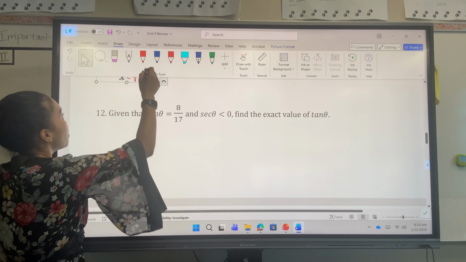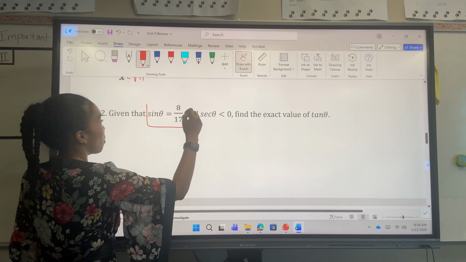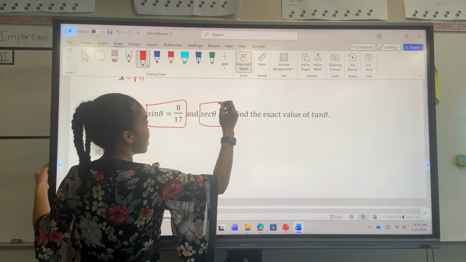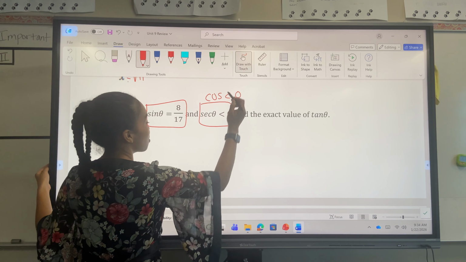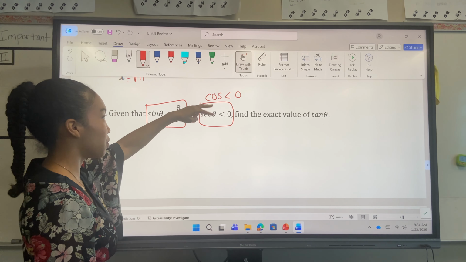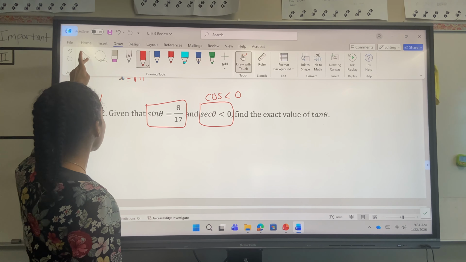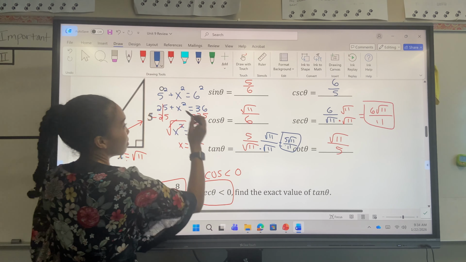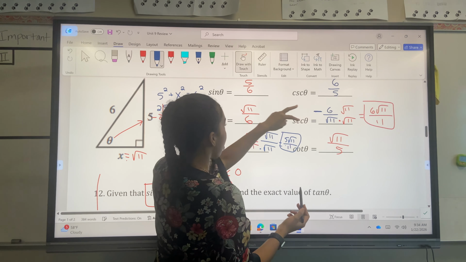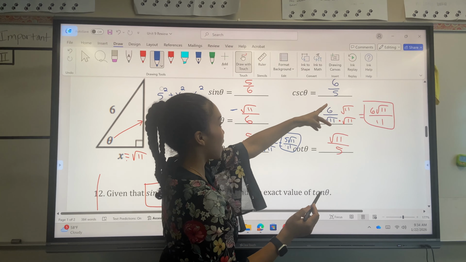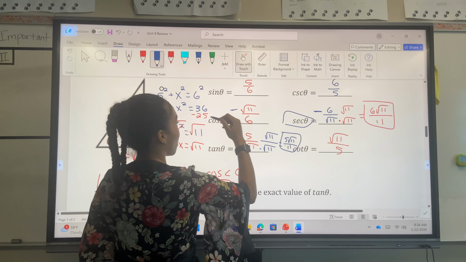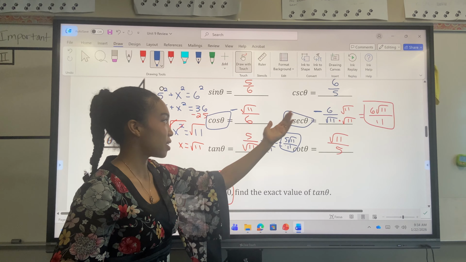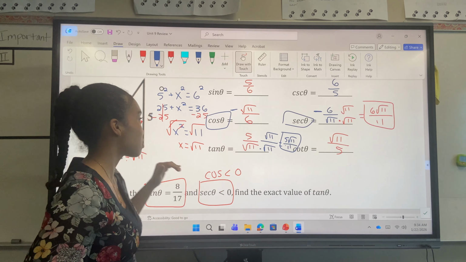Okay, so we know that sine is positive, but secant is negative. And if secant is negative, that means cosine is also negative, because all you do is just flip them, right? So let's look at this previous example. If secant is negative, so let's say this is negative, that means this is negative too, because all you did was flip it, so they have to have the same sign. Secant and cosine, they go together. So if this is negative, that means this is negative. If this is positive, that means this is positive.